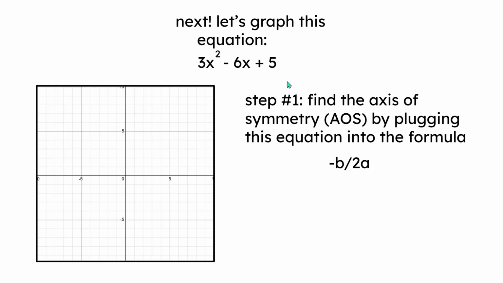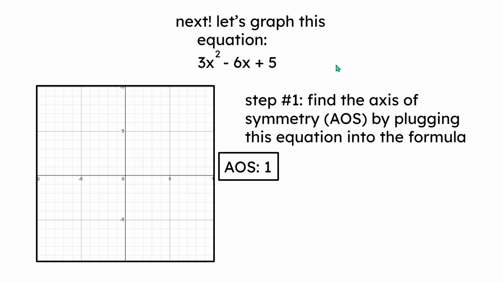3x squared minus 6x plus 5. Step 1. Find the axis of symmetry by plugging this equation into the formula. We know our b is negative 6 and our a is 3. So that'd give us negative negative 6 divided by 6, 6 over 6, which is 1. So our axis of symmetry is 1.